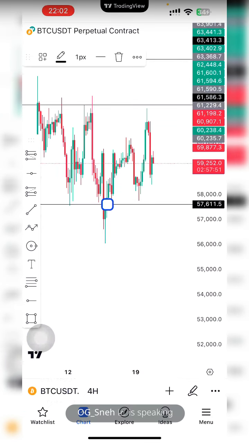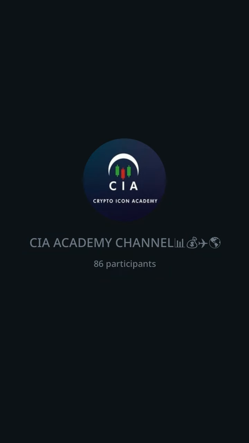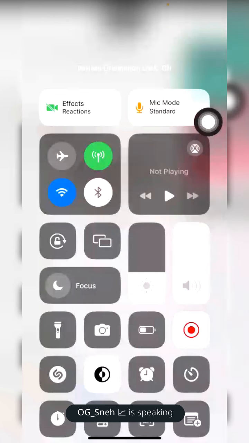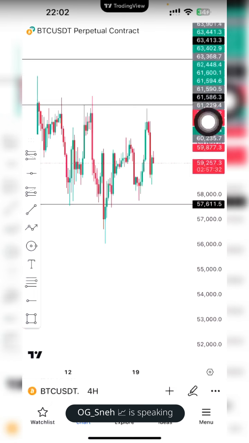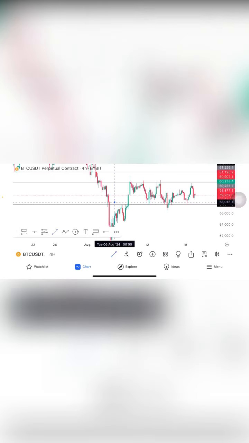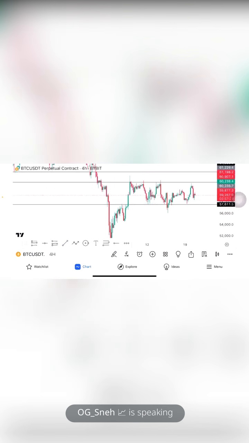Am I making sense? So as you want to start analyzing, if you are using your phone, in order to have a wider view, what you need to do is slant your phone. Slant your phone, and it will make you see it. Hey, can you see that? We can see a wider view now. Do you understand?